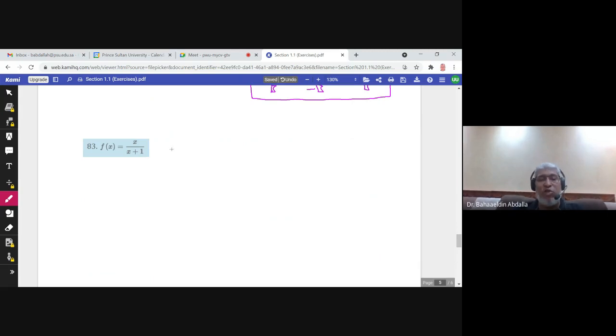Another function. To check whether this function is even, odd, or neither, we immediately find f of negative x. Replace x by negative x. Now, is this function equal to this function? No, it's not equal to f of x. If we take the minus sign outside, we will have x over negative x plus 1. This minus cannot be taken outside. So is this equal to negative f of x? No, it is not.